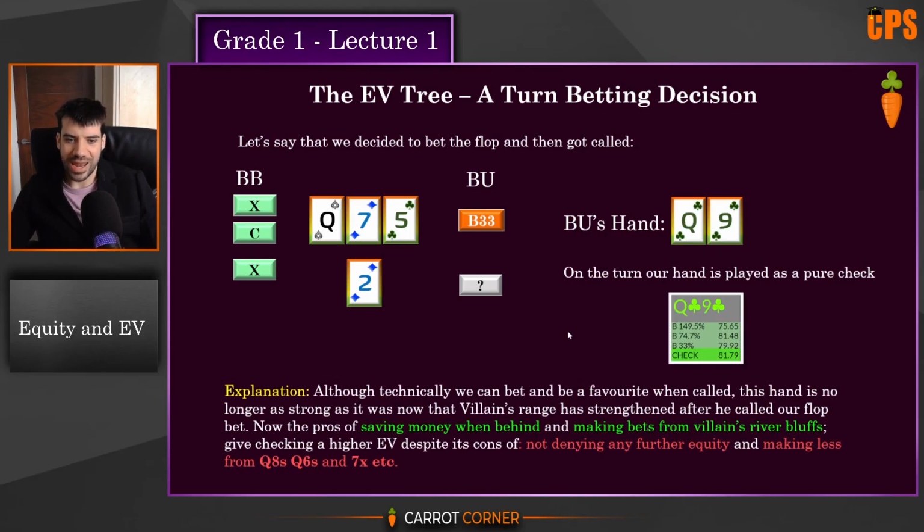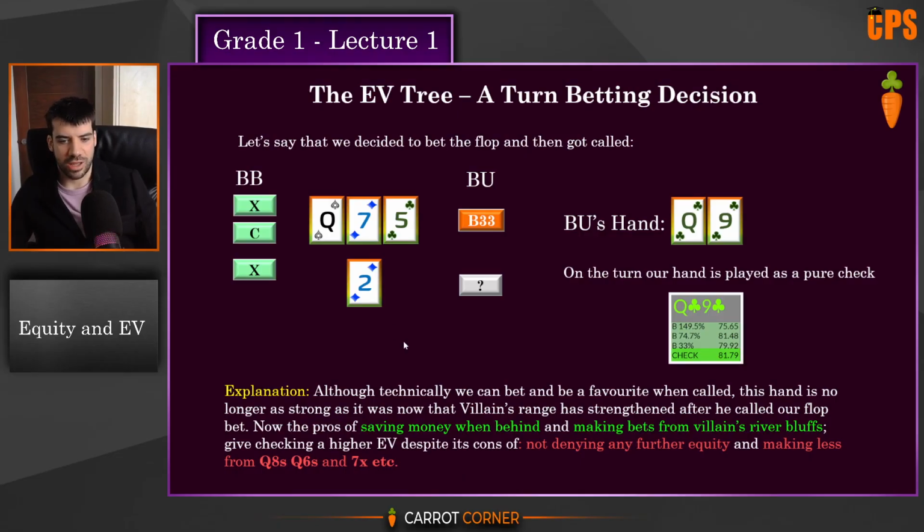So why is this the case? Well, although technically we can bet and be a favourite when called, that does fulfill the definition of our bet being labelled a value bet if we make it, this hand is not that far ahead after it bets and gets called. So the equity this hand has, which is probably in the 70s, it's a strong hand, is really good. Even after we bet, the equity will still be a favourite above 50%, but it's not going to be enough of a favourite that the pros of betting outweigh the cons. The pros of checking are saving money when behind and making bets from villain's river bluffs. And these, according to the solver, slightly grant this hand a higher check EV than bet EV.